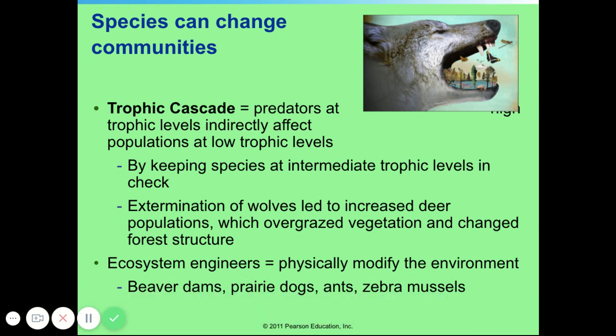So sometimes a change at one trophic level can have an extreme ripple effect on others, and that's the case of the extermination of wolves. Wolves are an apex predator or top predator. And when they were exterminated, that leads to too many deer, too much damage to the vegetation, and really changes the nature of the whole forest. So we call that ripple effect from the top down a trophic cascade.